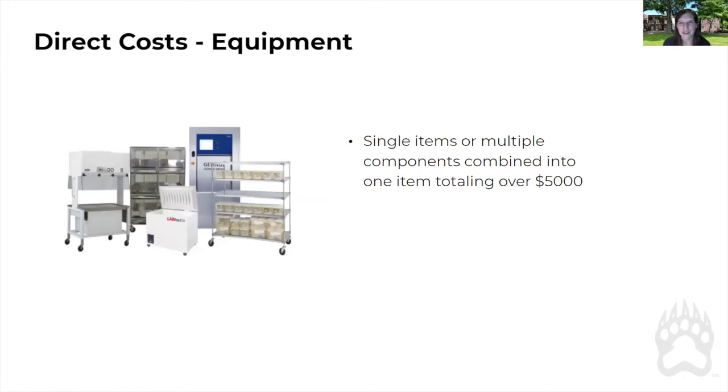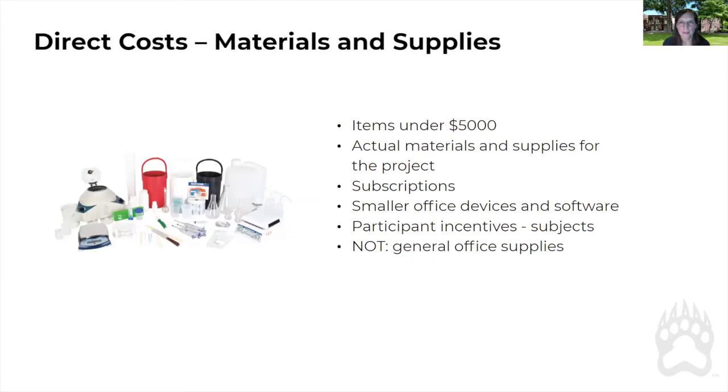The equipment category is for purchases of items or components with a per unit value of $5,000 or more and a useful life of 1 year or more. Materials and supplies can cover a large range of items necessary for completing your research or project. Supplies are tangible personal property other than equipment. This can include computing devices, lab materials, subscription services, software, participant incentives, consumable lab materials, and conference or meeting supplies. However, general office supplies are not considered in this category.